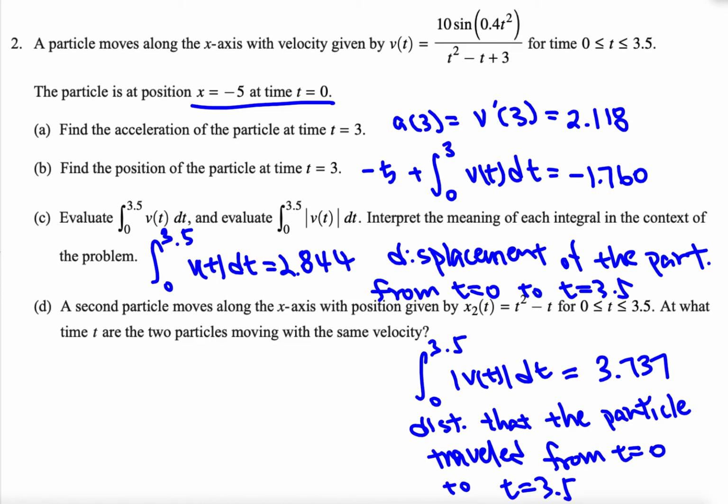Alrighty, let's look at part D here. The second particle moves along the x-axis with position given by this. At what time t are the two particles moving at the same velocity? So what I'm going to do is take the derivative of that, which is the velocity of the second one, 2t minus 1. So I have to just set them equal to each other.